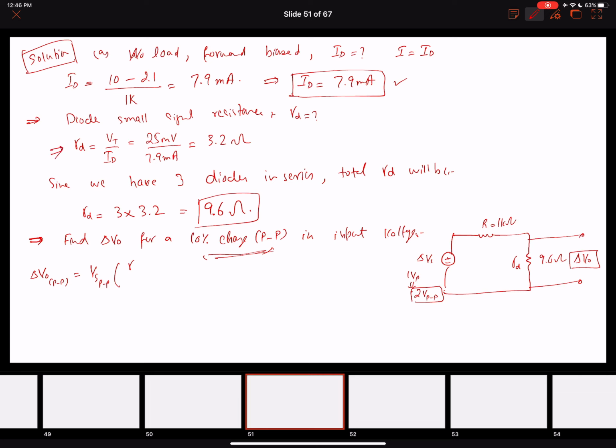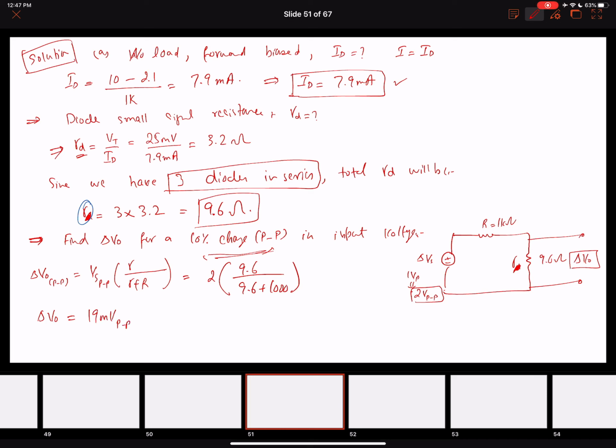In order to avoid confusion, I'm going to call the 3 diode resistance just a small r. Assuming that RD is the small signal diode resistance for a single diode, the total resistance for all the 3 diodes is going to be represented by only small r. All right, so it will be r over r plus R, capital R. Sorry, so it's 2 volts times 9.6 over 9.6 plus 1000. The change is going to come out to be 19 millivolts peak to peak.